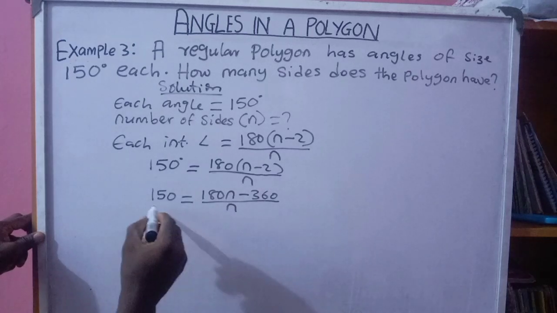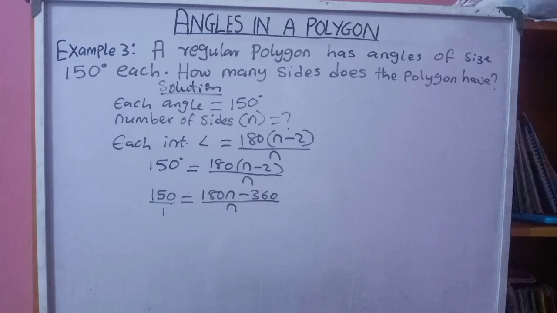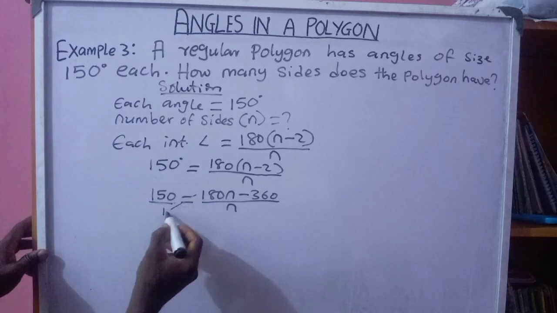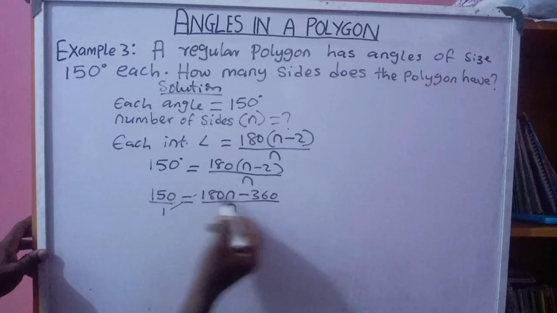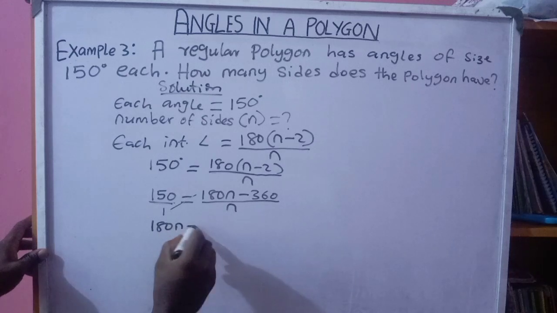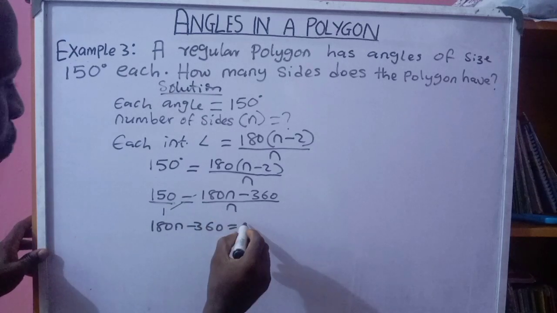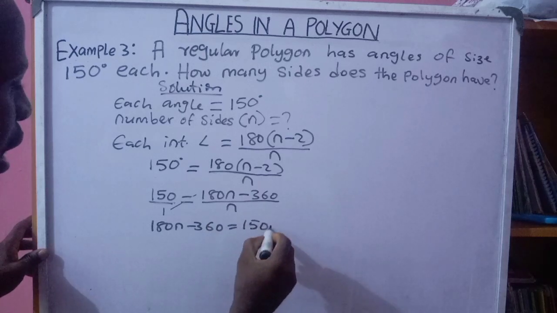So we have to cross multiply, just like saying 150 over 1. And you know that 150 over 1 is just 150. So when we cross multiply, you have it this way: 1 times the whole of this will give us 180n minus 360 is equal to 150 multiplied by n, which will give us 150n.